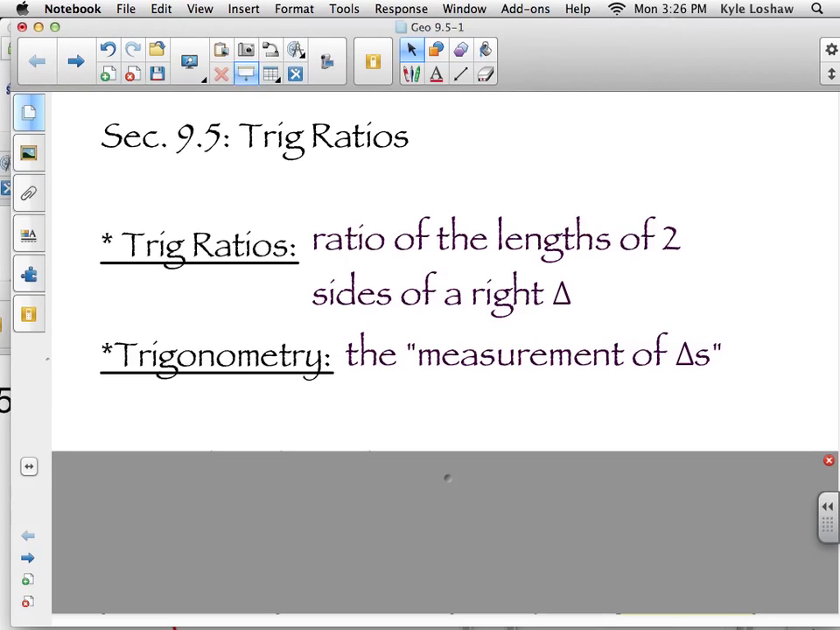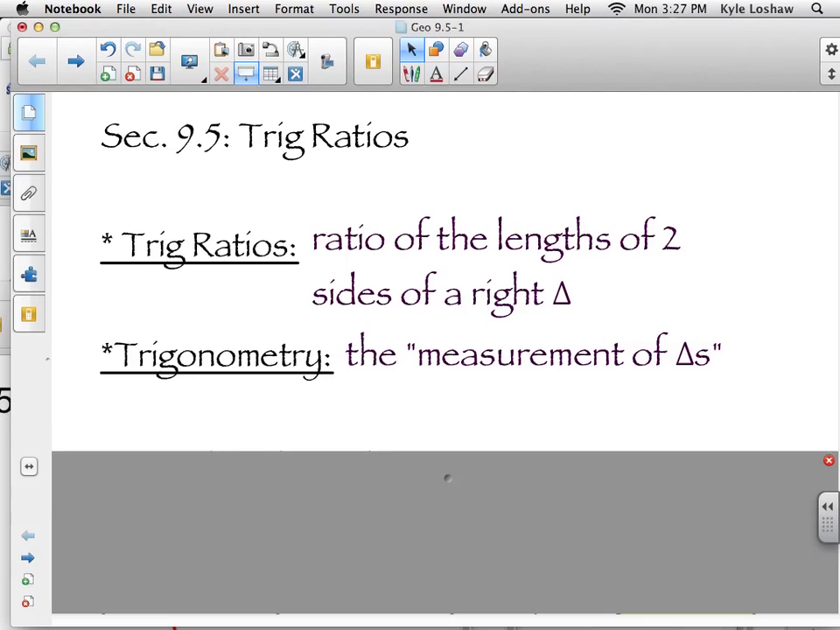A trig ratio is a ratio of the length of two sides of a right triangle. We're going to use two sides to solve for different things. We can use two sides to solve for the third side. We can also use two sides to solve for a specific angle measurement. That's where we're starting today. Or we can use an angle and a side to solve for another side.